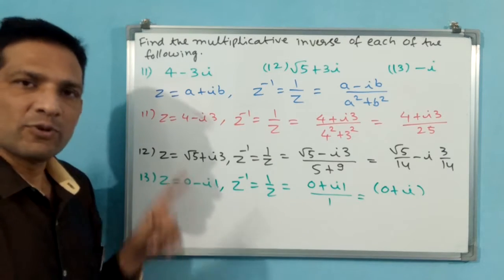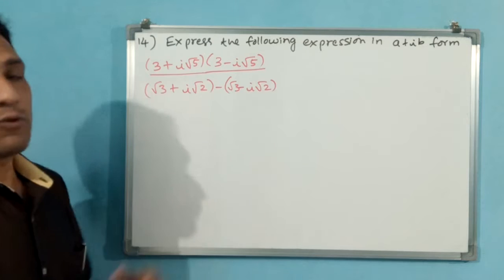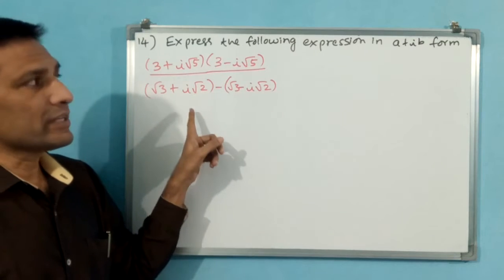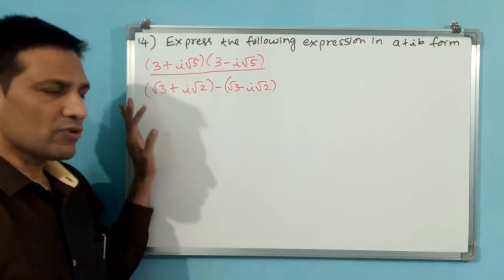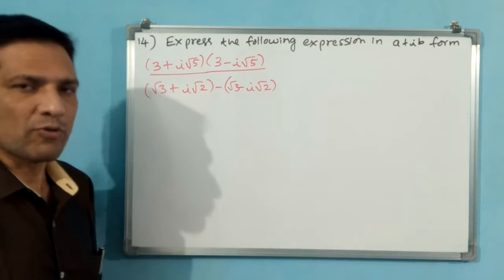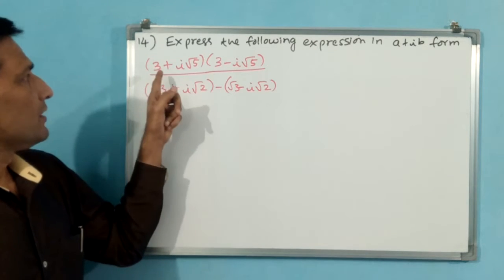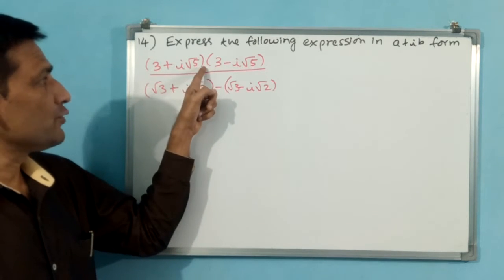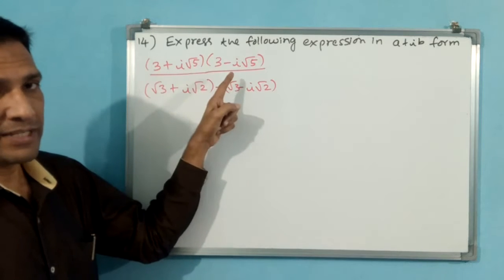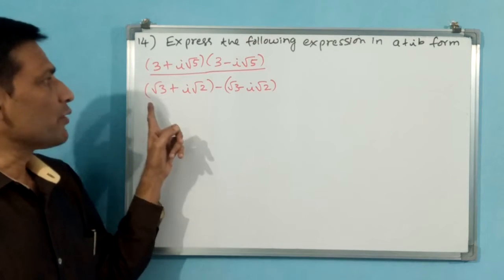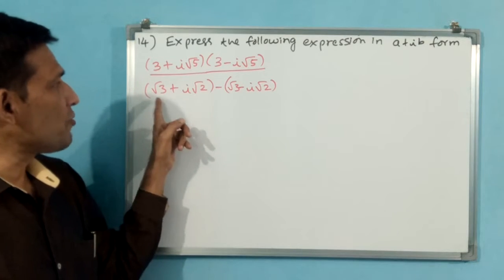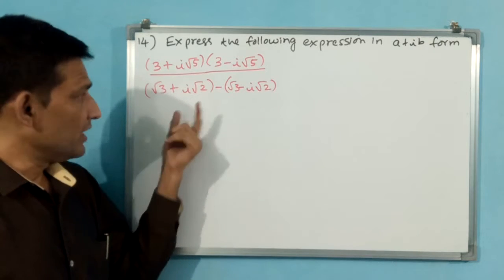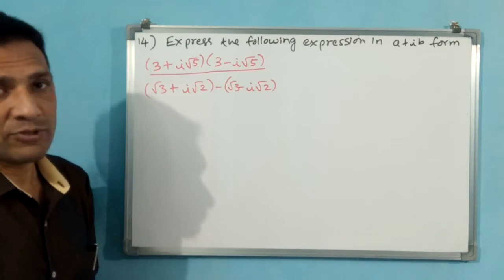Now let us go to the 14th question. This will be the last question for this exercise. Express the following expression in A plus IB form. That means you have to simplify and finally write it in complex number form. You see here 3 plus I root 5, 3 minus I root 5. Both are A plus B into A minus B. This is only multiplication. A plus B into A minus B is equal to A square minus B square. But if you compare this with the denominator, in between a minus symbol is there. That means you have to subtract. Here difference, here multiplication. You have to be careful.